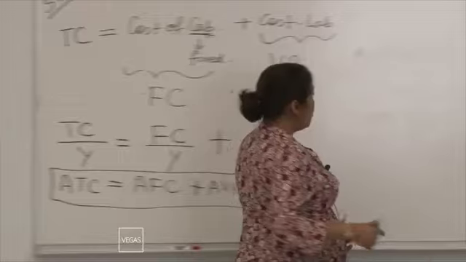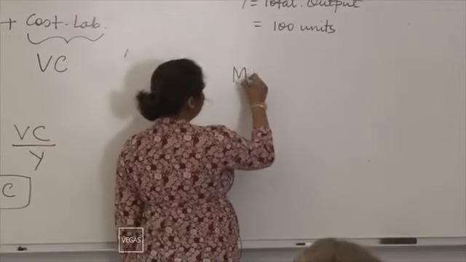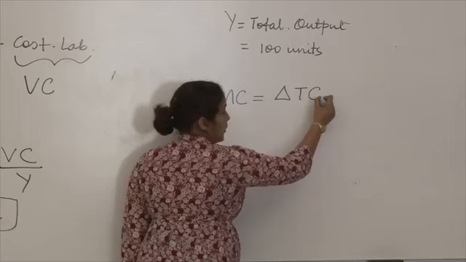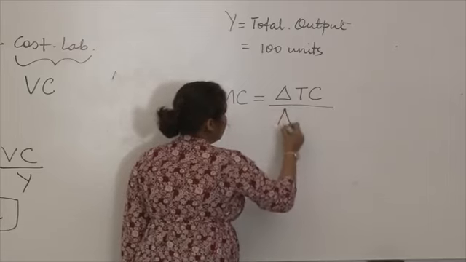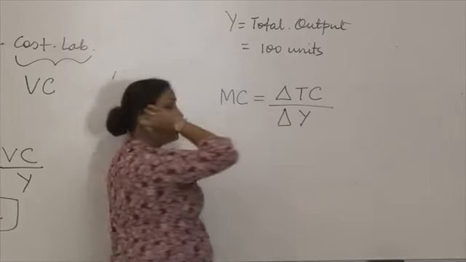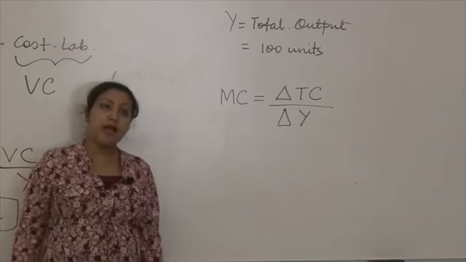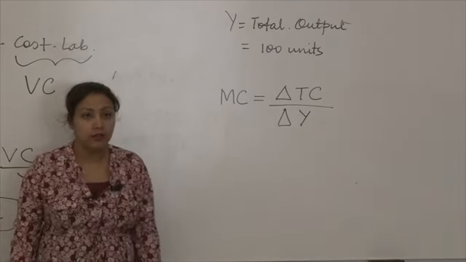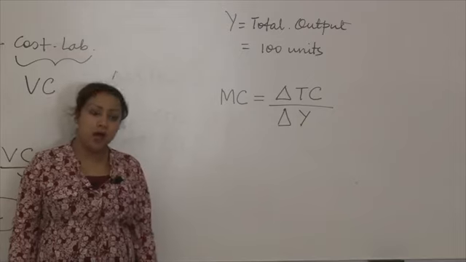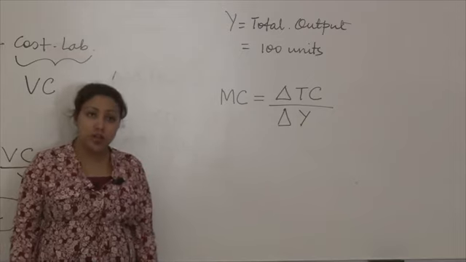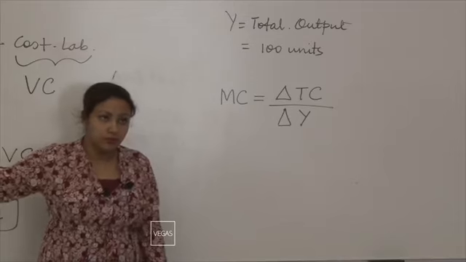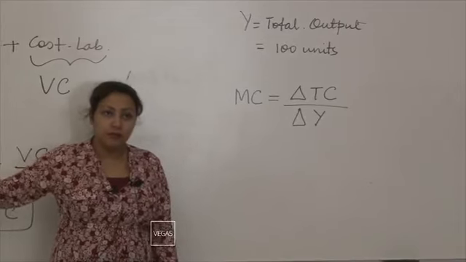Same definition: marginal cost is the change in total cost due to change in 1 unit of output. That means if I have to produce 1 additional shirt, then by how much does my total cost change due to the production of that extra shirt? Do you see what I am saying?